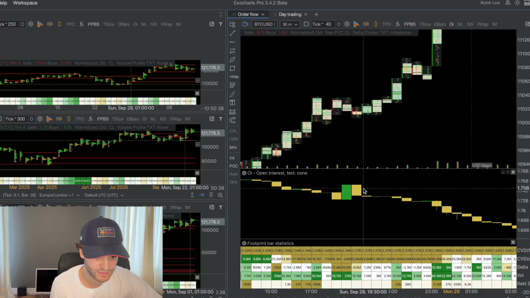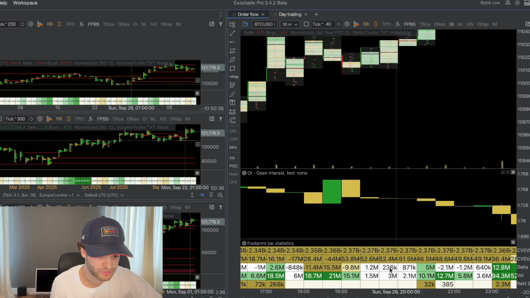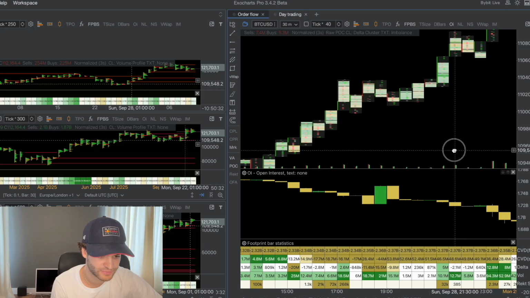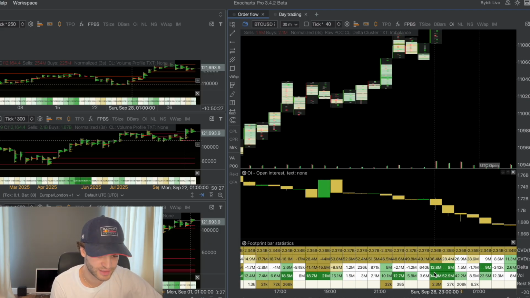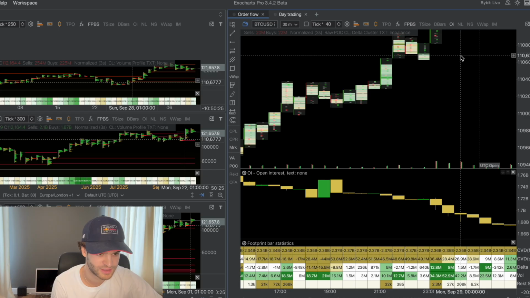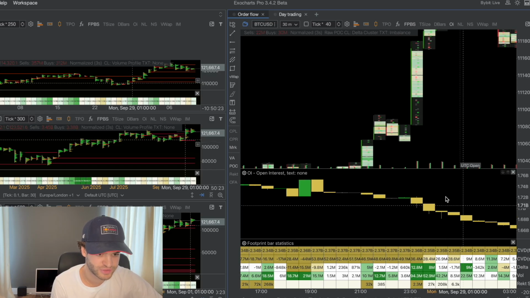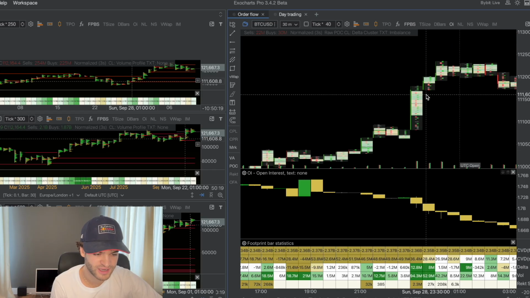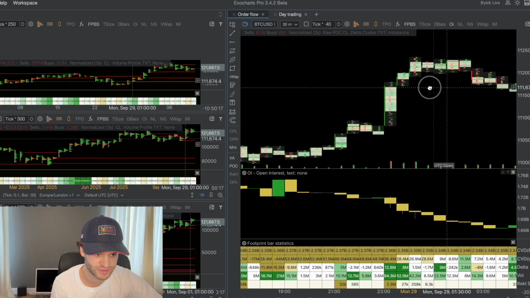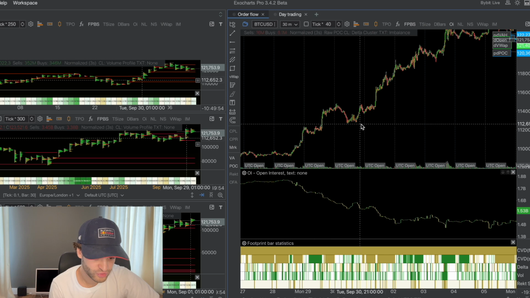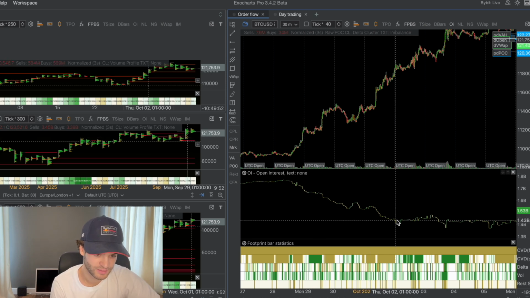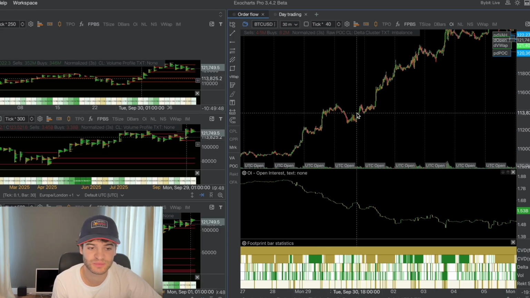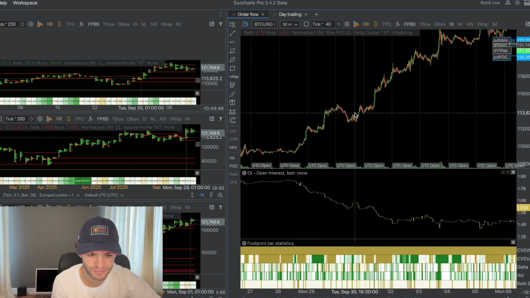OI is still down, very low volume, nothing crazy, 10 million, 12, 5, 3. Eventually, we do start getting a lot of volume here, but that's still a short squeeze. So, nothing of what we could classify as a strong uptrend. And as you can see, this whole move was actually fueled by the whole open interest going down. That doesn't mean that it has to reverse. It just means that it's not a healthy uptrend.